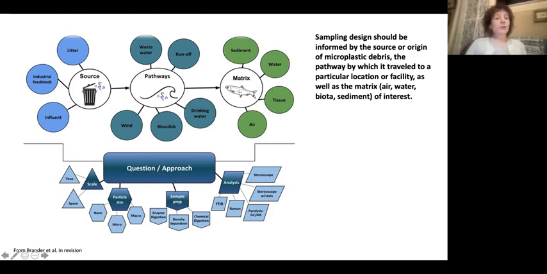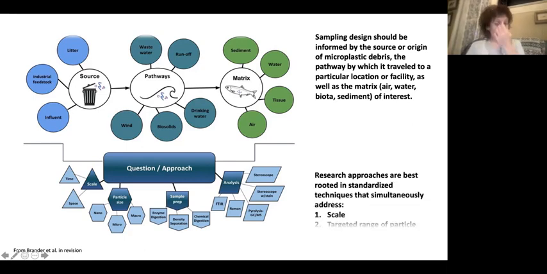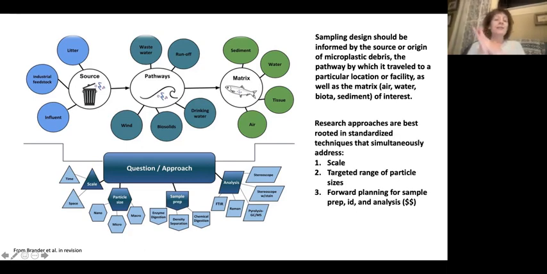And then thinking about your question or approach, what is the scale at which you want to measure microplastic contamination? What about particle size? What sample preparation is going to be required? And what analytical method are you going to need to identify whether those particles that you've pulled out of your sample are plastic? And that's something that's really important to think of early on, because the analysis is often what ends up being most expensive.